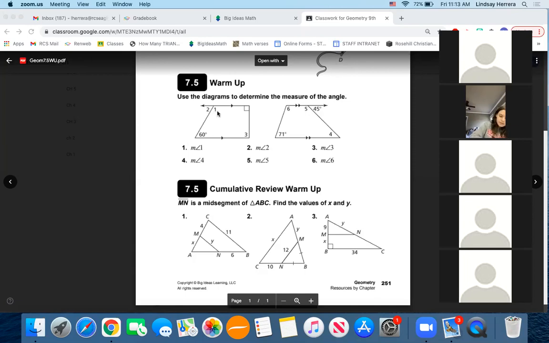If this is 60, angle 1 is 120, right? They're a linear pair, they have to equal 180. Now we have another theorem, you have to think way back when, that says if you have parallel lines that are cut by a transversal, and the transversal is perpendicular to one of the two parallel lines, then it's perpendicular to the other one. So angle 3 is also 90.